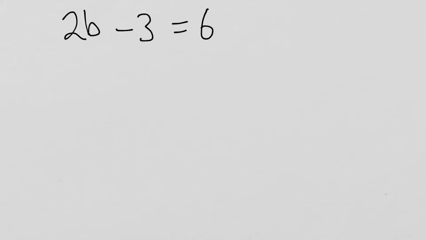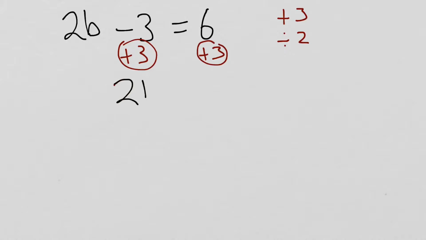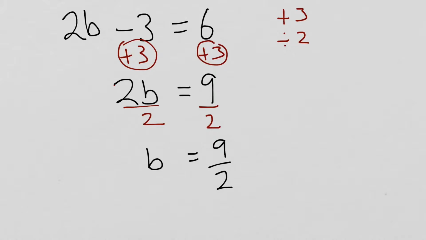Right, with this one, again, look at what you have to do. So to get to b, you do the opposite of take away 3, which is add 3, and the opposite of times by 2, which is divide by 2. So again, let's make a note of that. So add 3, divide by 2. So set it out in an exam, add 3, add 3. So we've got 2b equals 9, and then divide by 2, divide by 2, so we're left with b equals 9 over 2. Again, you can change that to a decimal if you want, which is 4.5.